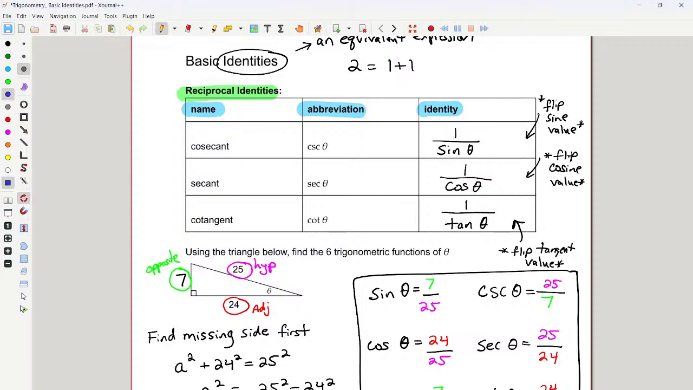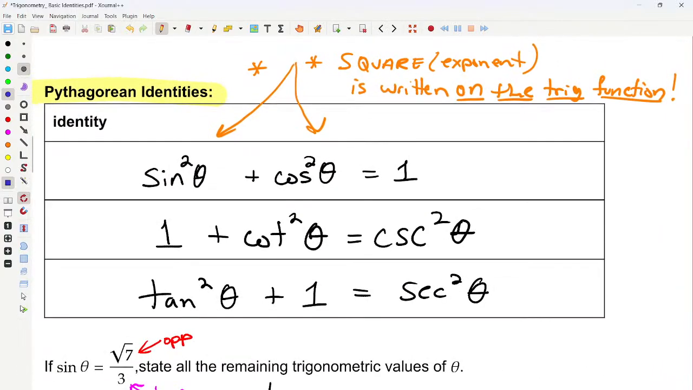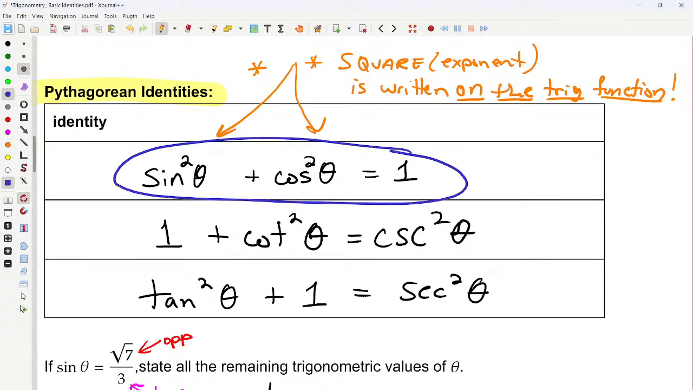Know that. This is the reciprocal of that. This is the reciprocal of that. That's the reciprocal of that. Pythagorean identities. Super important. I said the most important identity. Memorize. Will not be given on a test. However, you do not need to memorize those 2.